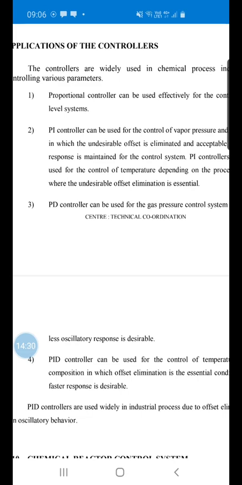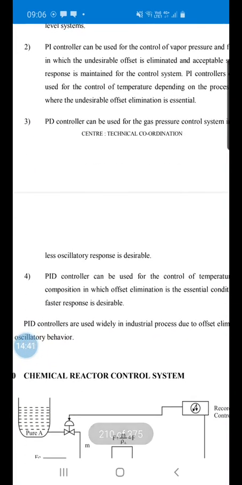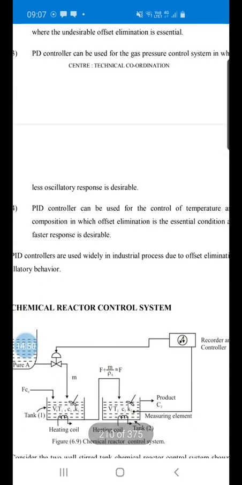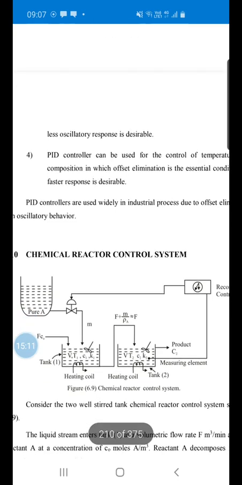Proportional integral controllers can also be used to control the temperature of the process whenever offset elimination is essential. PD controllers can be used for gas pressure control systems in which a less oscillatory response is desirable. PID controllers can be used for control of temperature and composition, in which offset elimination is an essential condition and a faster response is desirable. Thus, PID controllers are widely used in industrial processes due to offset elimination and non-oscillatory behavior.